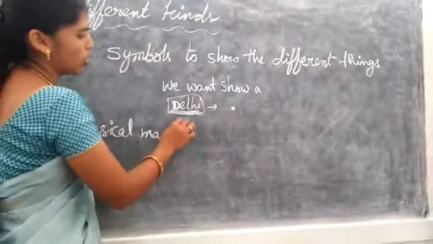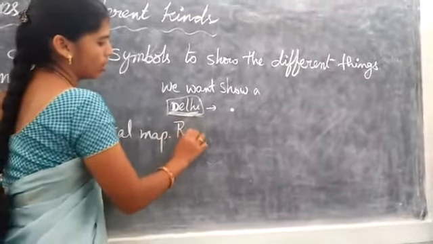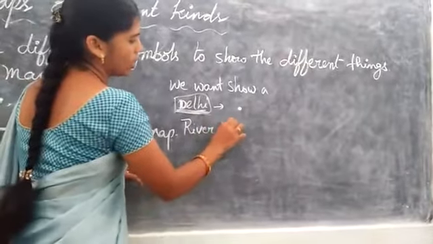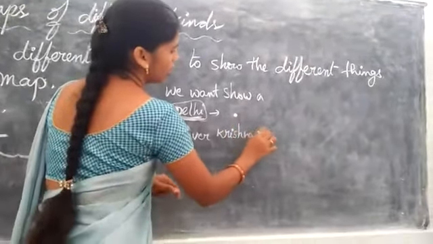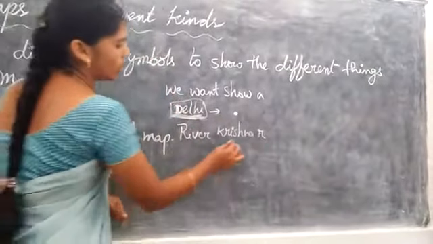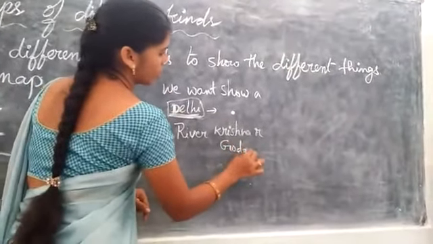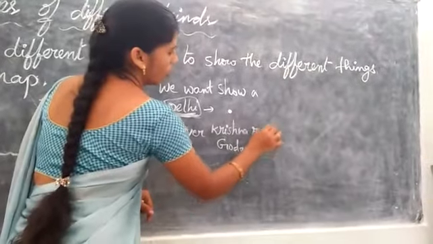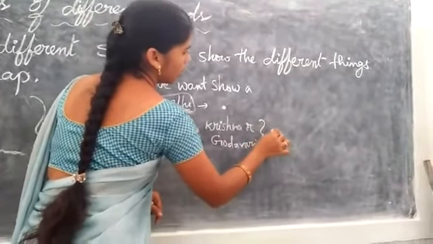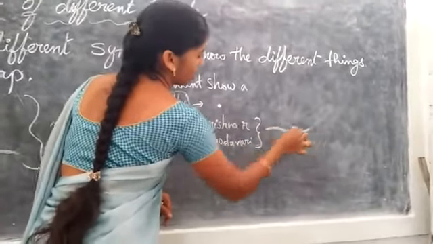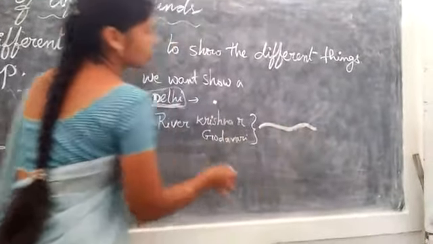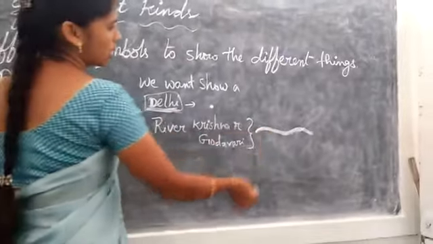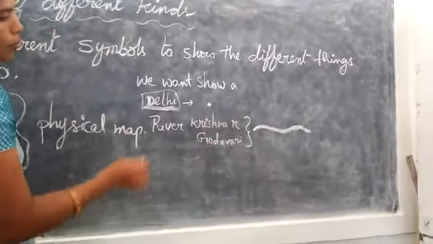If we want to show the river Krishna or Godavari, we use this type of symbol to show the rivers on a map.